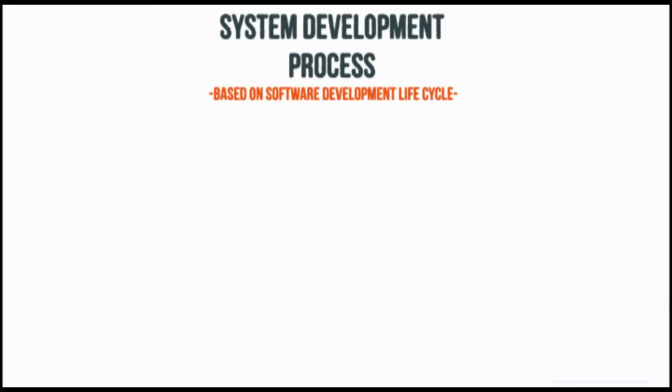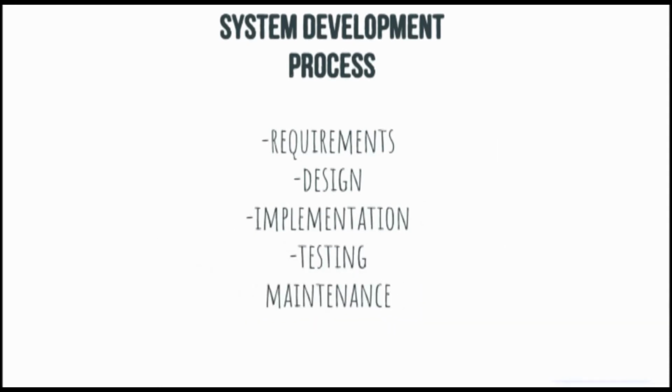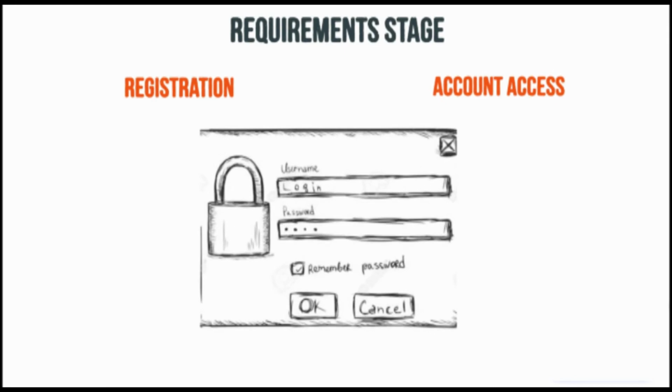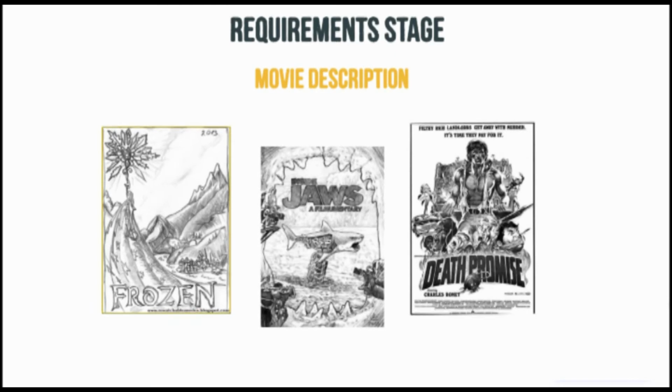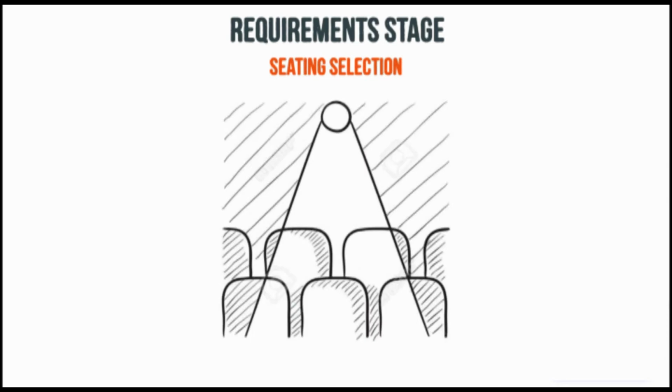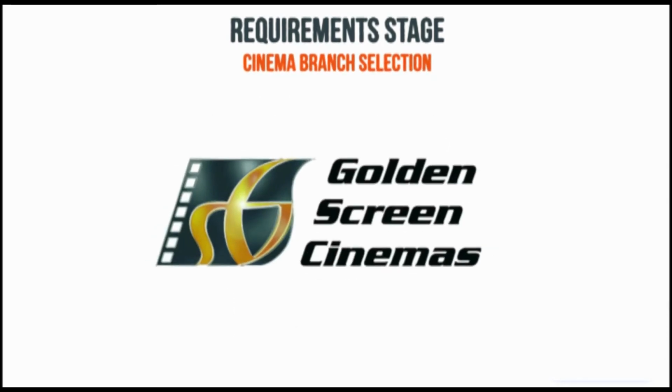The system development process will be based on a software development lifecycle which comprises 5 stages. In the requirements stage, users should be able to register an account on the website and access it. Movie descriptions should be displayed so users can take a quick look at what it's about. Users will be able to select their seating in their preferred cinema branch.